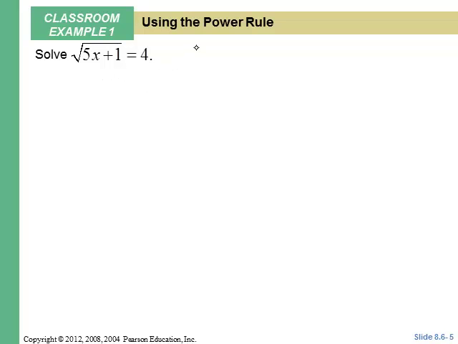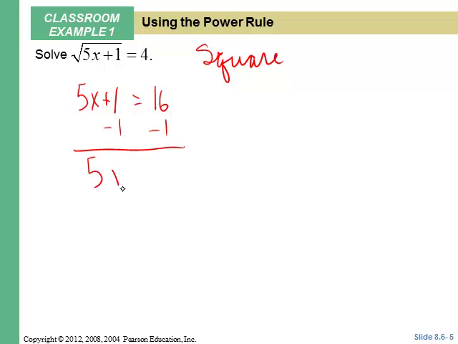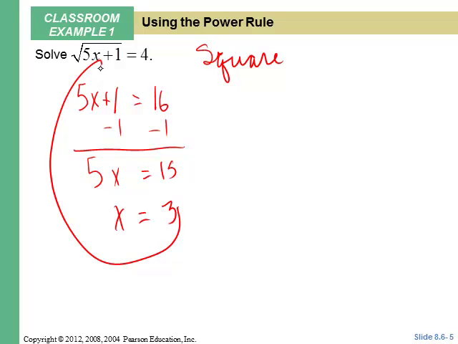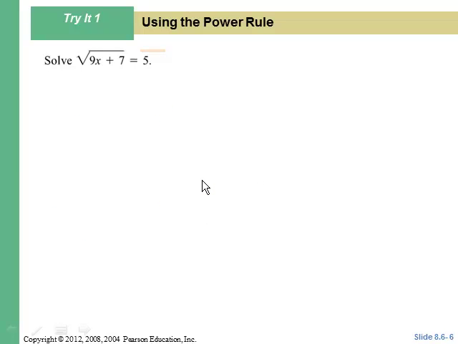So we're going to square both sides. And we get 5x plus 1 equals 16. Now we just solve it like before, subtract 1 from each side, and we get 5x equals 15, which means x equals 3. Substitute that back in. 3 times 5 is 15 plus 1. The square root of 16 is 4, so it does check. You try this one.